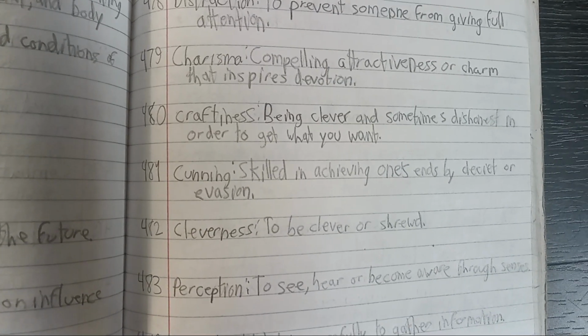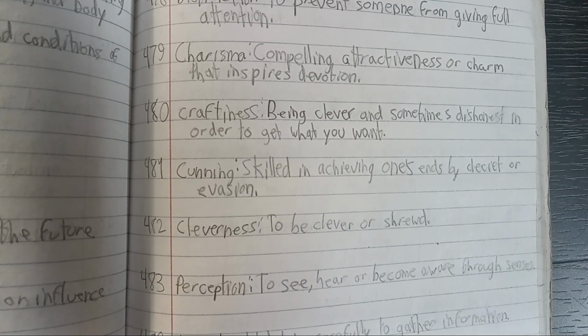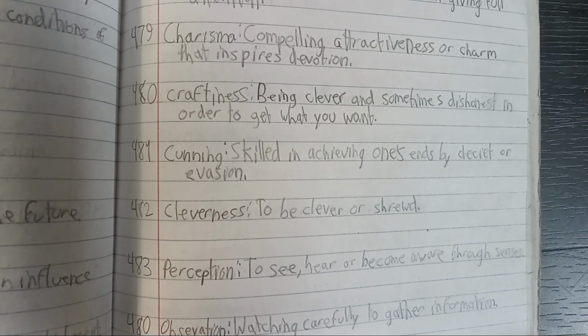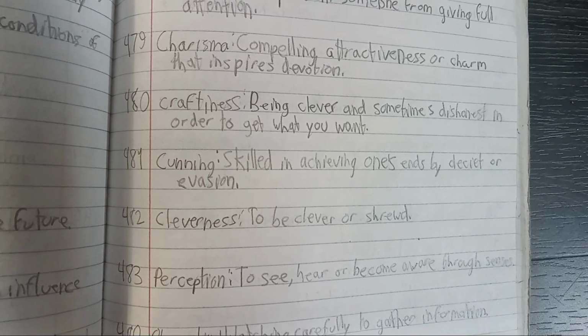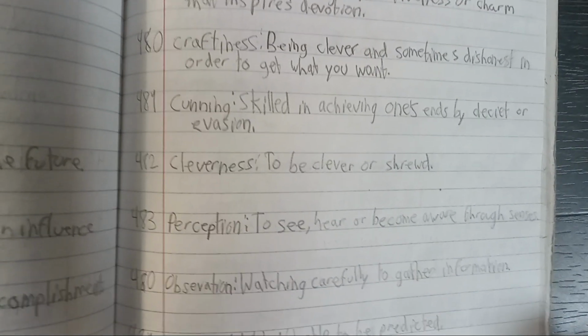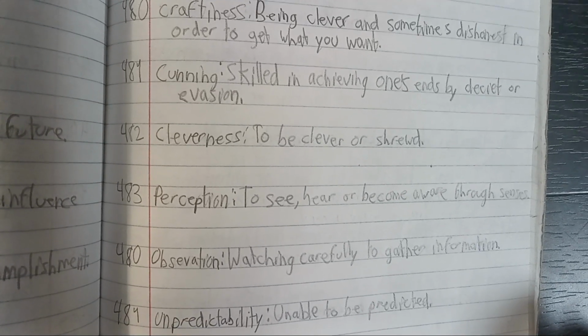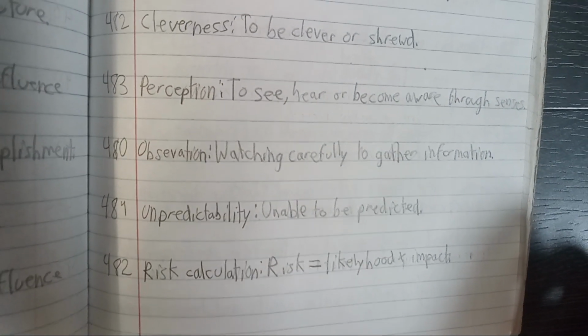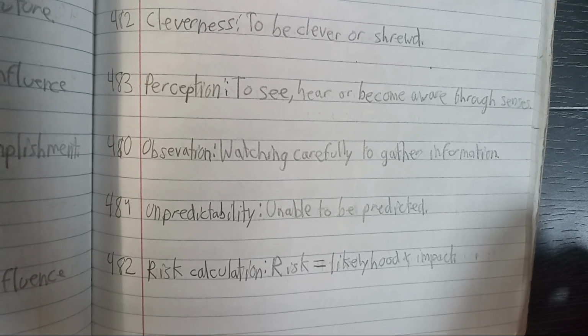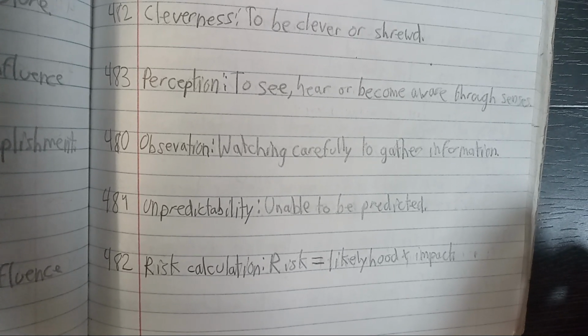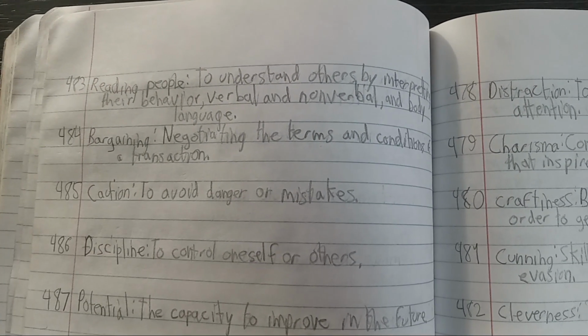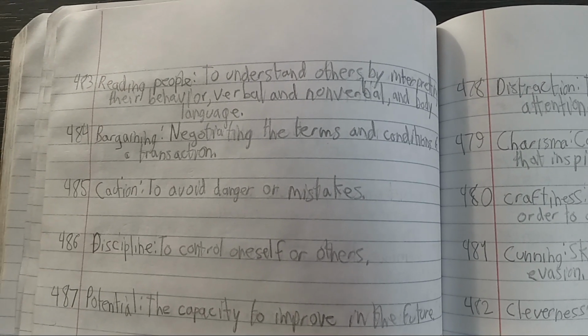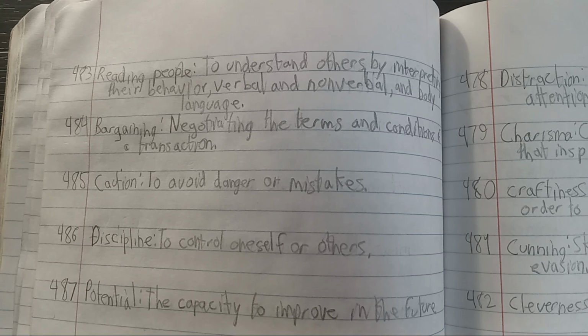Craftiness, being clever and sometimes dishonest in order to get what you want. Cunning, skilled in achieving one's ends by deceit or evasion. Cleverness, to be clever or shrewd. Perception, to see, hear, or become aware through senses. Observation, watching carefully to gather information. Unpredictability, unable to be predicted. Risk calculation, risk equals likelihood times impact. Reading people, to understand others by interpreting their behavior, verbal and nonverbal, and body language.